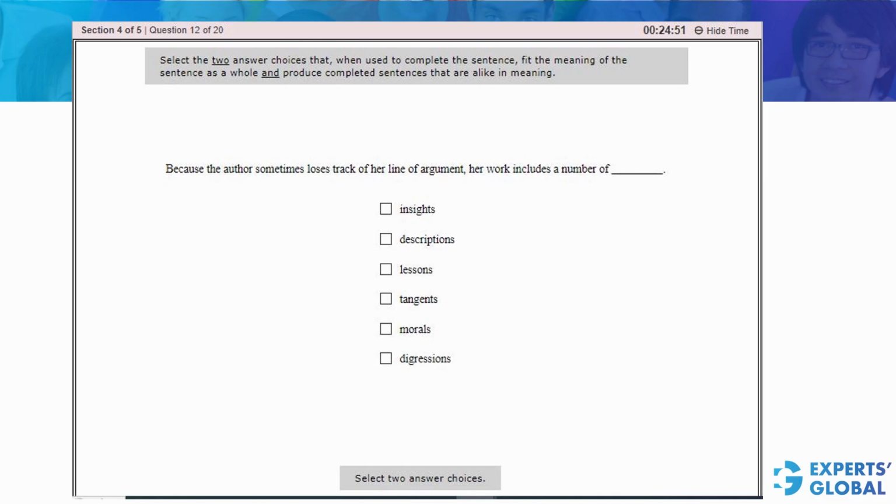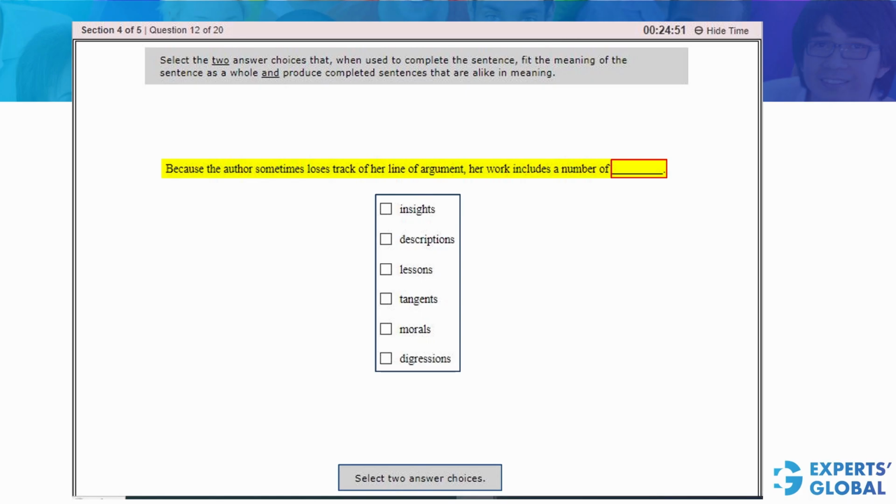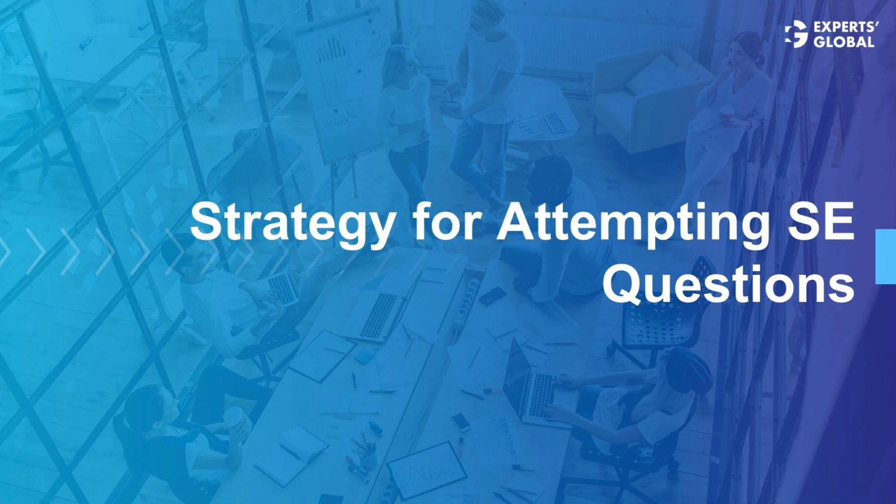From the previous video, we know what the SE questions look like. There is an incomplete sentence with an important word missing, along with 6 answer choices, and you need to select 2 answer choices that would lead to sentences with equivalent meanings. That's why this question type is called sentence equivalence. So what is an apt strategy for attempting the SE questions?